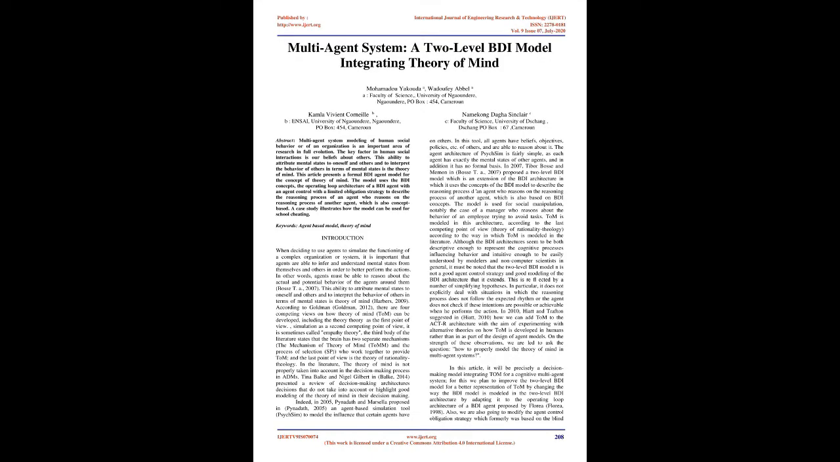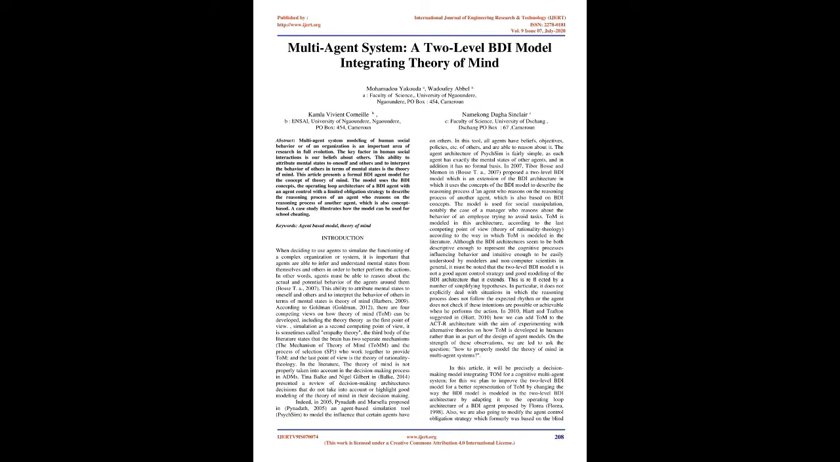Multi-agent system, a two-level BDI model integrating theory of mind. Abstract: multi-agent system modeling of human social behavior or of an organization is an important area of research in full evolution. The key factor in human social interactions is our beliefs about others. This ability to attribute mental states to oneself and others and to interpret the behavior of others in terms of mental states is the theory of mind.